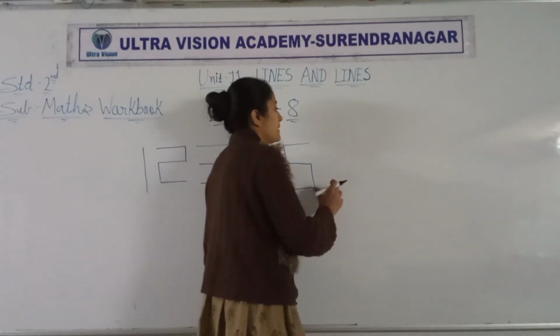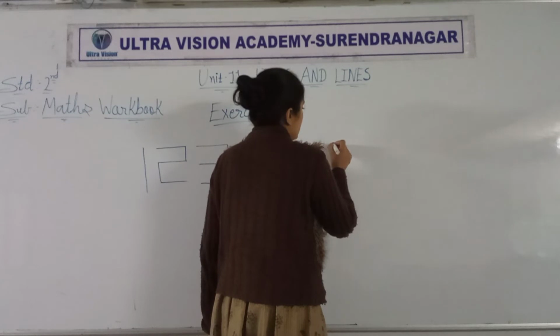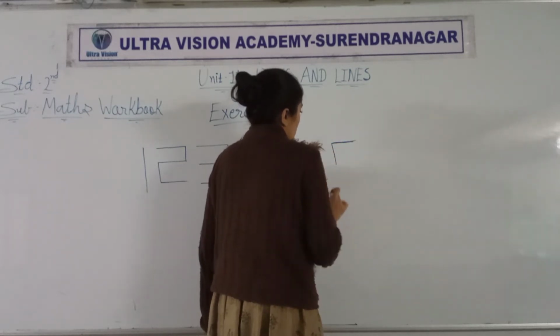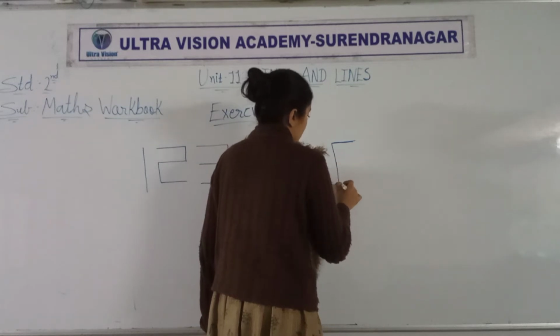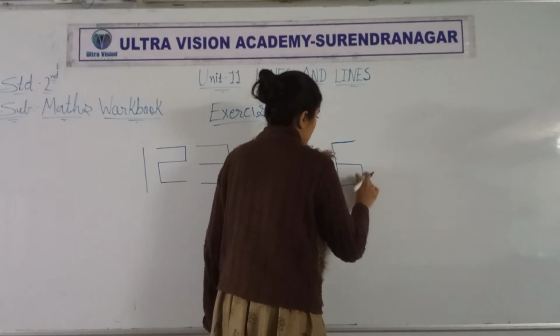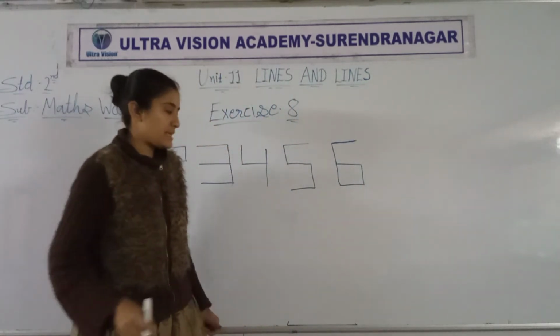Let's make a number 6 with using lines, only lines. We have to use here sleeping lines, again a standing line, again a sleeping line, again a standing line, again sleeping line. We have just made a number 6.